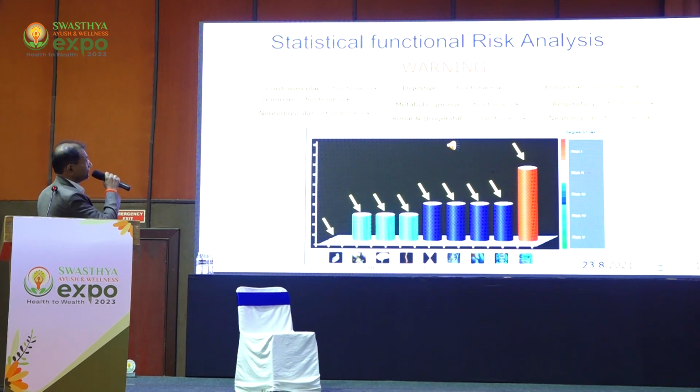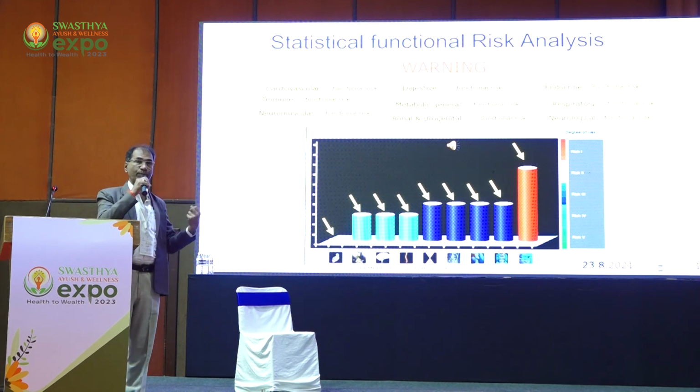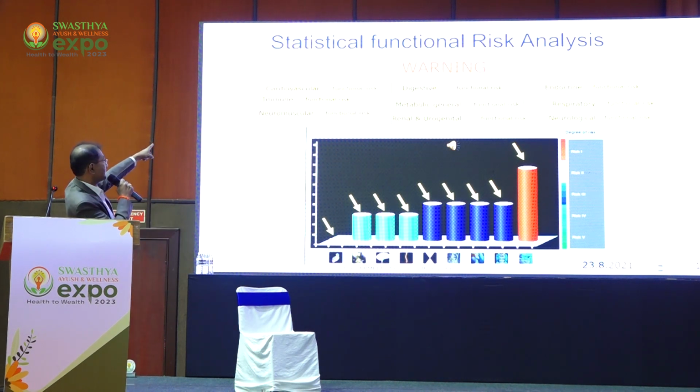Now the statistical functional risk analysis will give you... Now what are these bars? These bars are the different parts of the body. Now with these instruments, we will be able to know the risk analysis, not diagnosis. Please make it clear: no diagnosis, but risk, what is more problematic in the body, like cardiovascular, then digestive, then metabolic, then renal, and then neurologic.